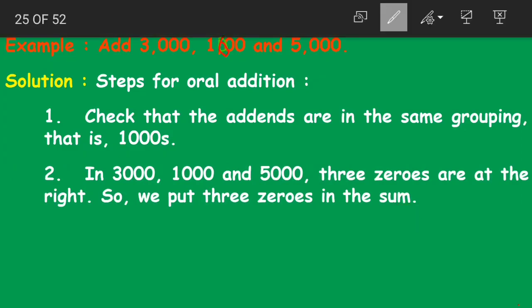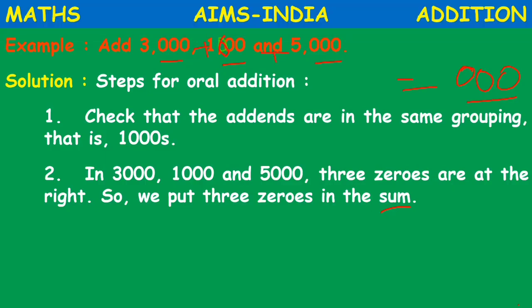Now again, what are we observing? All the three numbers are having 3 zeros in it. So we put 3 zeros in the sum. What is the sum? Sum is the result of addition. When we add these three together, the answer will be called the sum. So we put 3 zeros in the sum.